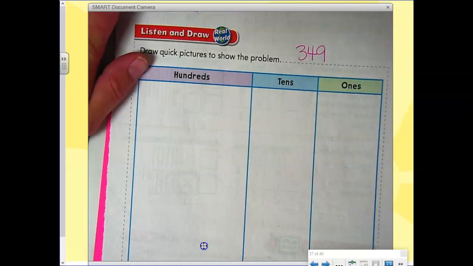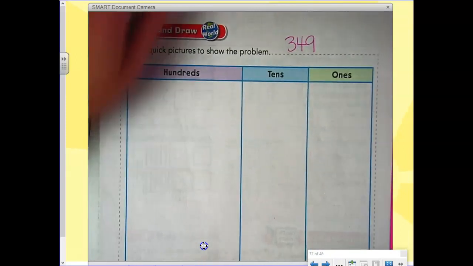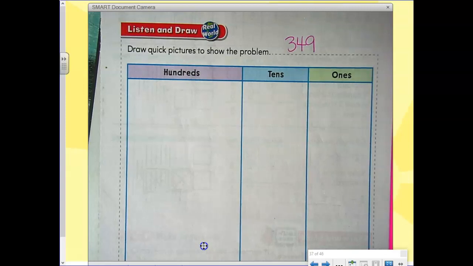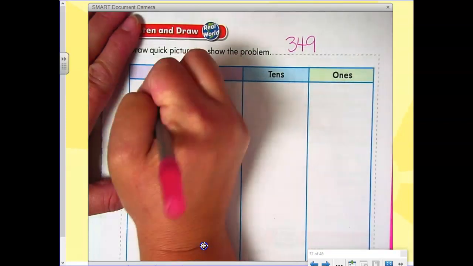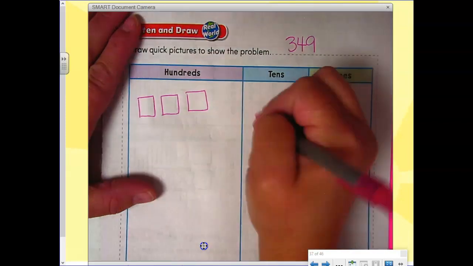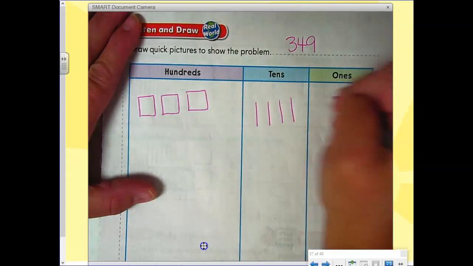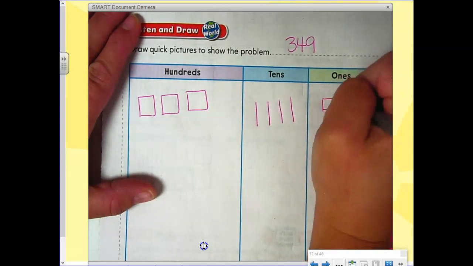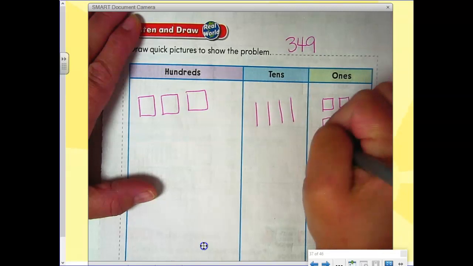173 of the books are about animals. How many are not about animals? All right, guys, so the total number of books is 349. So draw that picture. How many hundreds? 3. How many tens? 4. And how many ones? 9.